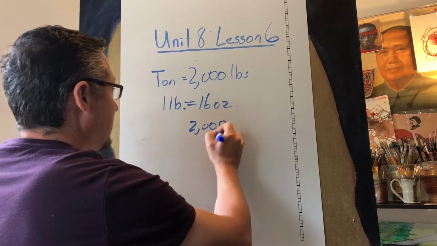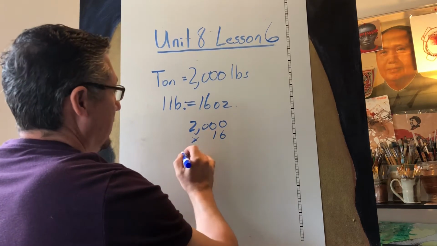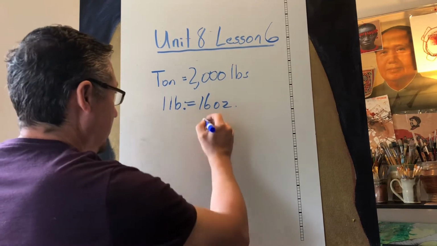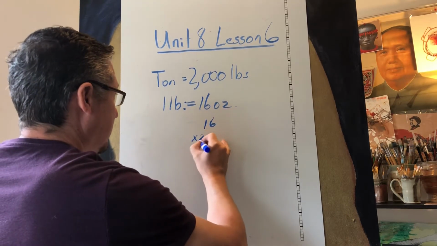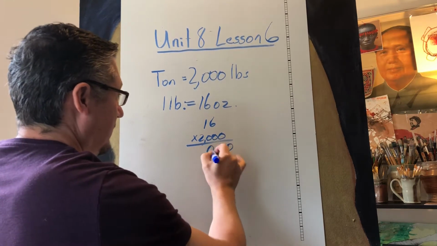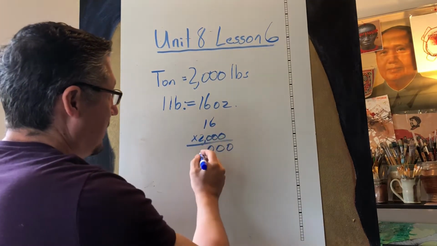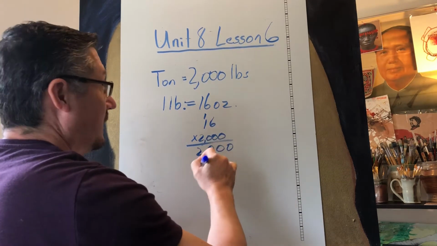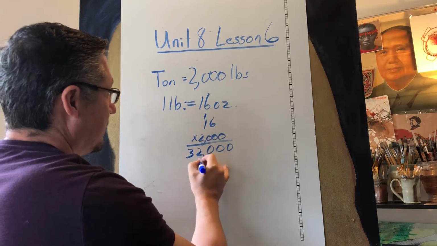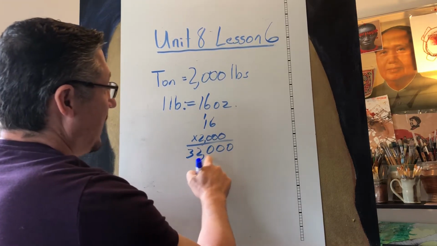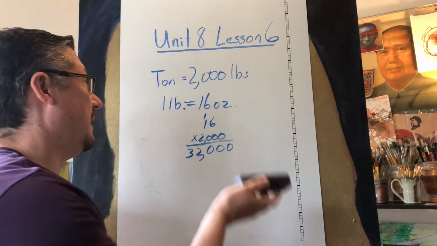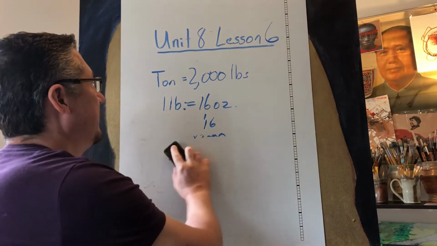2,000 times 16. Actually, I'm going to flip this because it's easier math. I'm going to go 16 times 2,000. Why is it easier? Because I can just put my zeros down and then multiply by 2. 2 times 6 is 12. 2 times 1 is 2 plus 1 is 3. So we have 32,000 ounces in a ton. I don't know if we'll need that, but it's good to know how to find it.